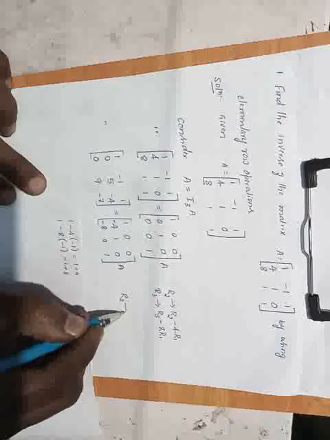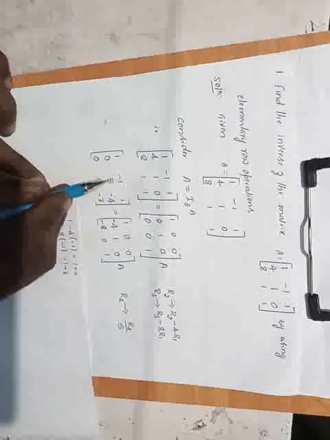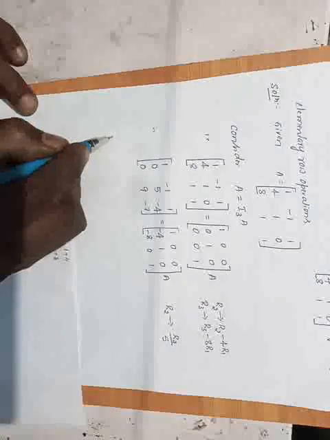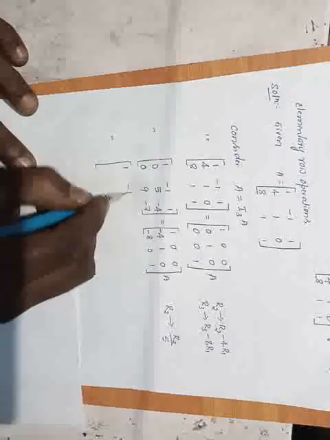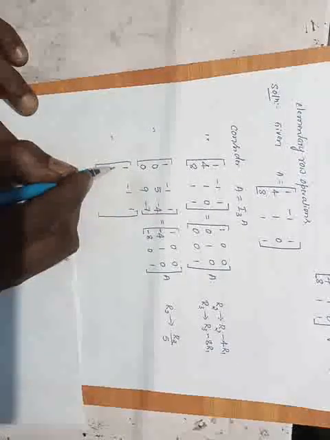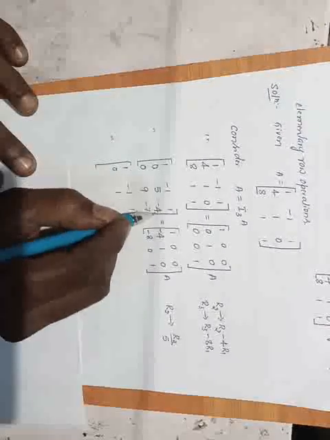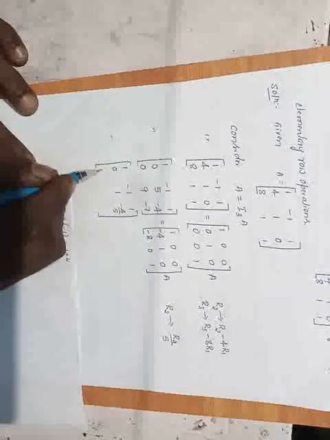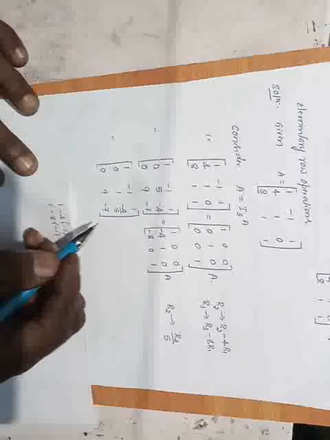I am using the operation R2 changes to R2 divided by 5 to make this element unity. If I do that, my matrix is equivalent to: the first row I am not changing, 1 minus 1 1. Second row I am changing: 0 divided by 5 is 0, 5 divided by 5 is 1, and here I get a fraction, minus 4 divided by 5. Last row I am not changing, 0 9 minus 7. Write down those elements as it is.